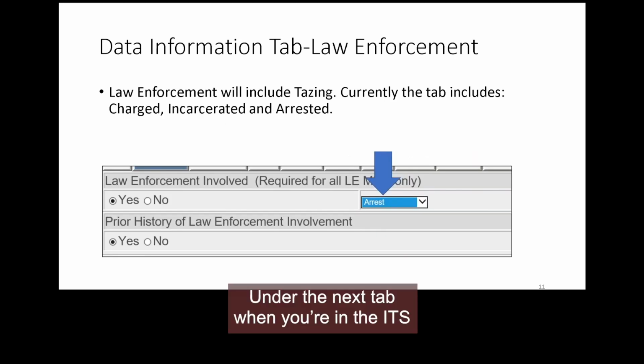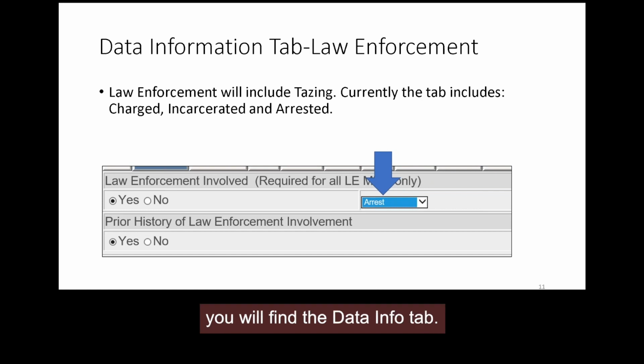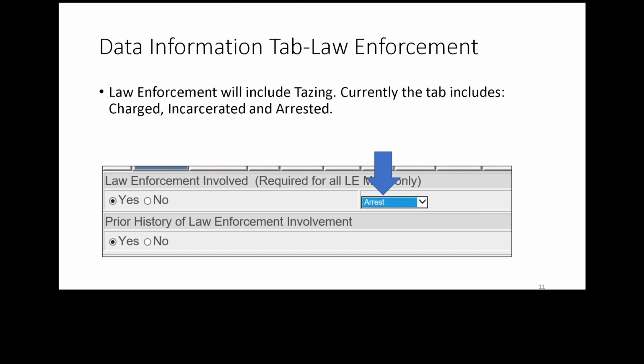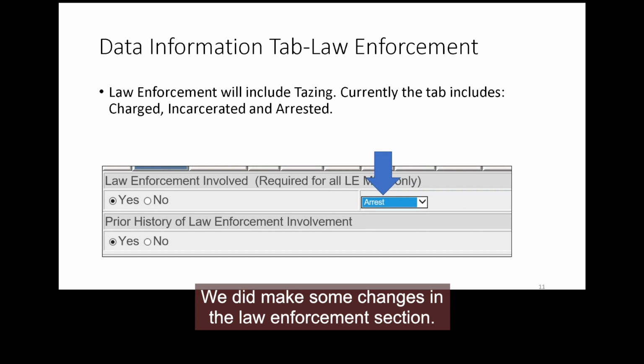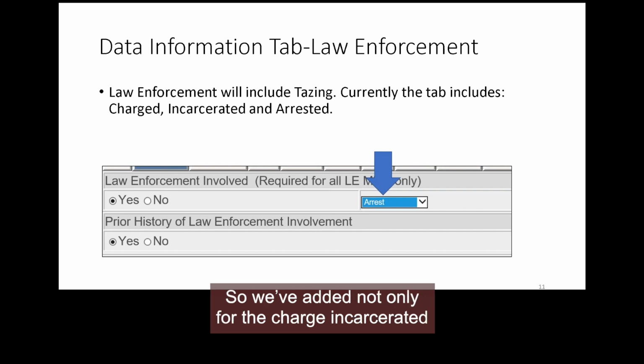Under the next tab, when you're in the ITS, you will find the Data Info tab. We did make some changes in the law enforcement section. So we've added not only for the charged, incarcerated, and arrested, but we have put tased in there as well.